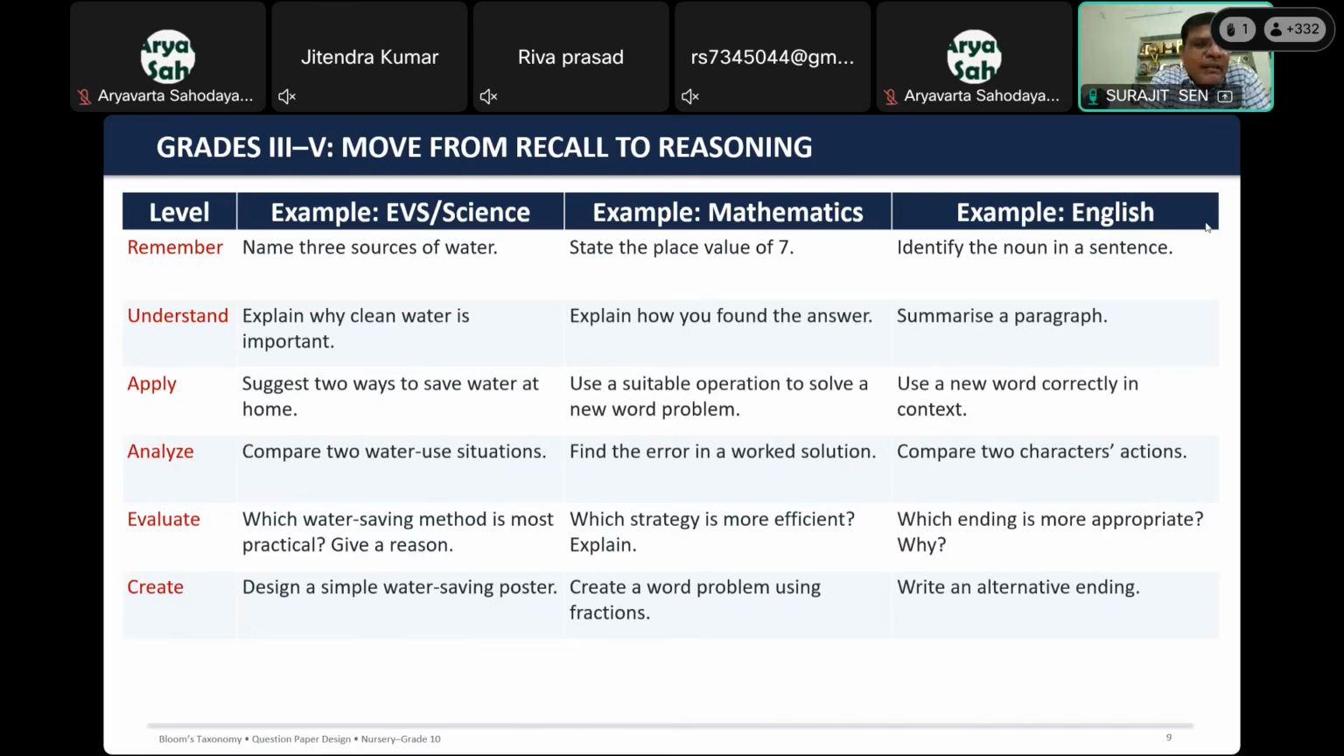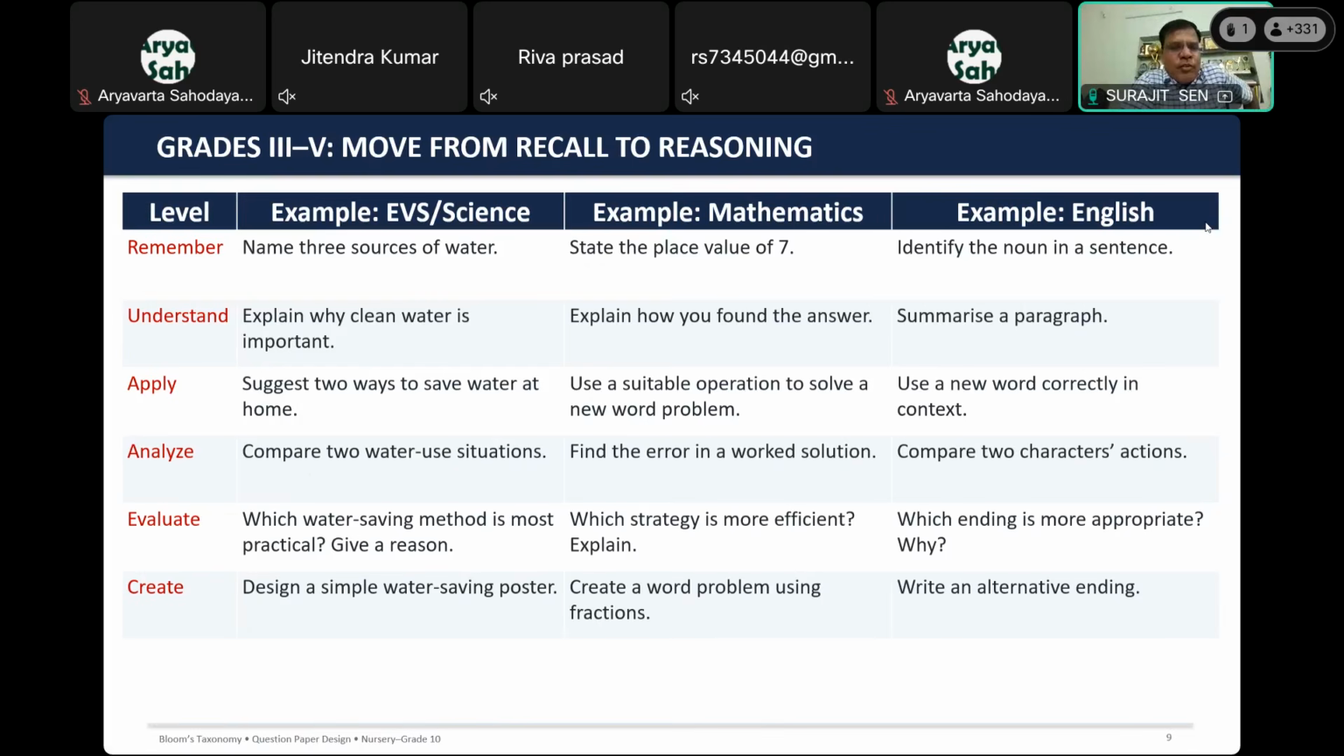But if you want to understand whether they are understanding the things, then we can make questions like, explain why clean water is important. Okay. Explain how you found the answer. In mathematics, suppose we ask then how you came to this conclusion. So they will give the conclusion, that is they have understood it. Or say maybe in English, summarize this paragraph. Like in comprehension, we give the comprehensions and then we ask them, okay, give the summary of whatever you have learned. So that will help us to understand whether they have understood something.